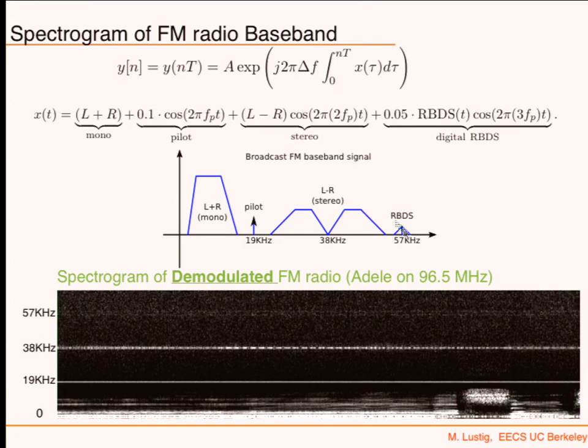And then at 57 kilohertz, which is the third harmonic, you transmit the RBDS, which is digital data that gives you information about the station. Some radios will, when you tune into a station, show you that kind of information. And that's actually digital information. It's called RBDS, and that's at 57 kilohertz. This is the baseband signal. All that stuff here, X(t), goes up here and then is frequency modulated. Okay?